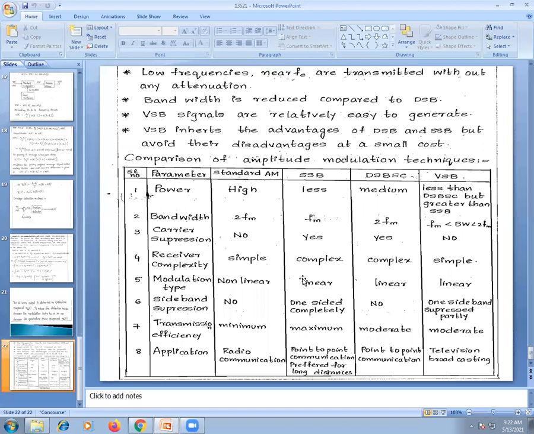So please go through the material. It's a very interesting subject. So practice the block diagrams and mathematical equations.